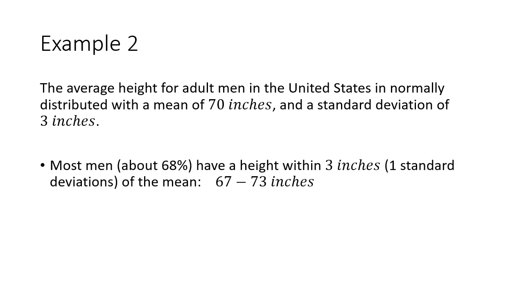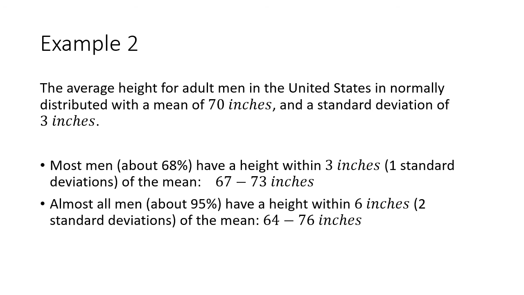So what does that mean? Well, most men, about 68%, are going to have a height that's within 3 inches, which is one standard deviation of the mean. My mean is at 70, so if I go out 3 inches on both sides, 67 to the left, 73 to the right, 68% of men are going to be within that range of one standard deviation on either side. So again, most men would be between 67 inches, which is 5'7", and 73 inches, which would be 6'1".